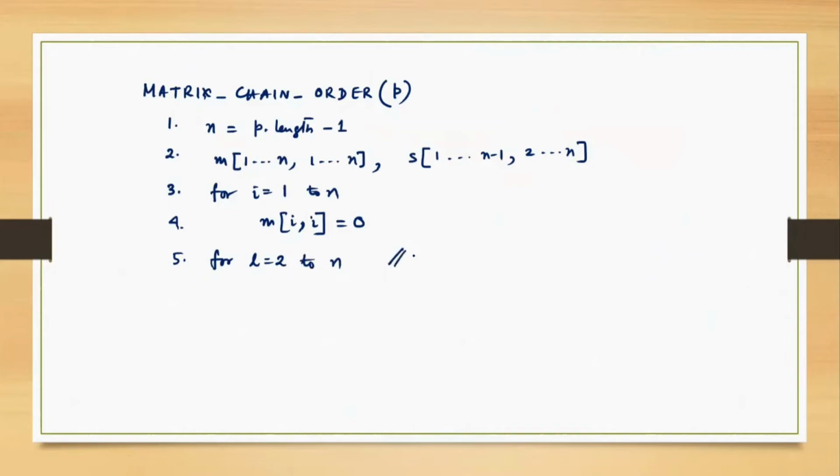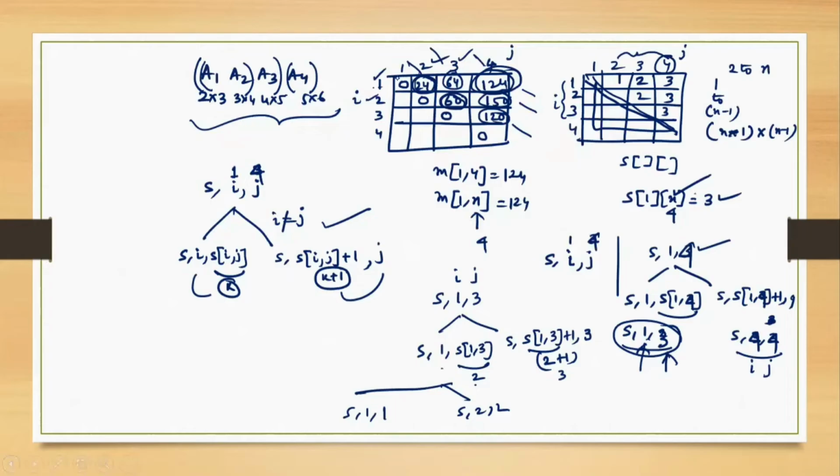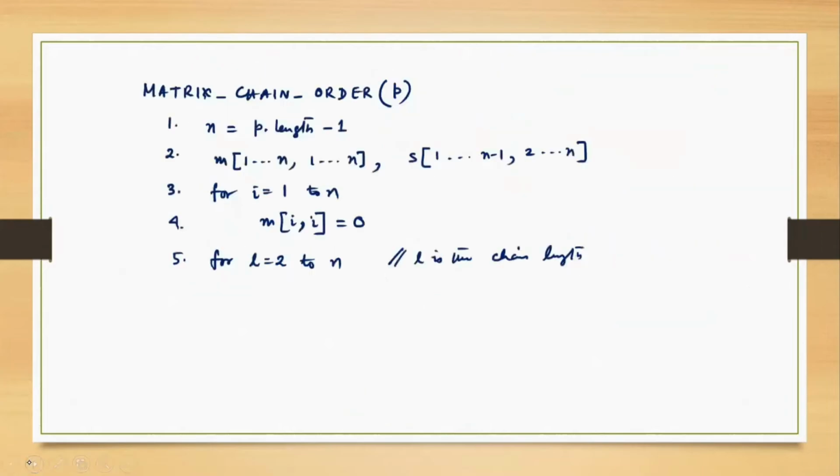So here L is the chain length. When you are at M of 1, 4, you are actually taking the full chain A1, A2, A3, and A4. And the full chain consists of n matrices. That's why chain length starts from 2 after the principal diagonal, then the chain length will be 3, then 4, up to n.